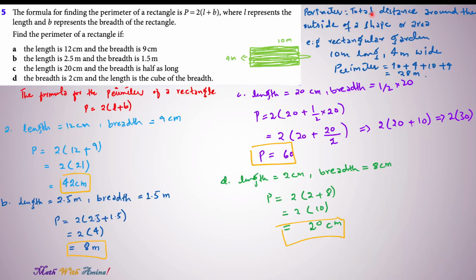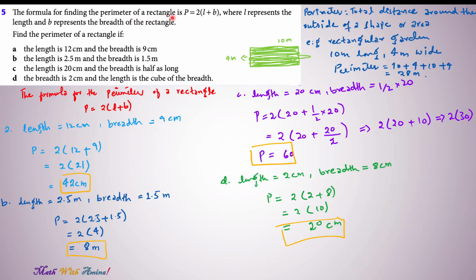You have to keep in mind that we are considering the outside distance, not the inside. If it is inside, then it will become an area, the measurement of an area, but we are not measuring the area. We are measuring the total distance around the outside of an area or a shape. So in here the shape is a rectangular shaped garden. Now that it's clear that the perimeter is the total distance around the outside of a shape or area, we will move to the question in order to solve it.